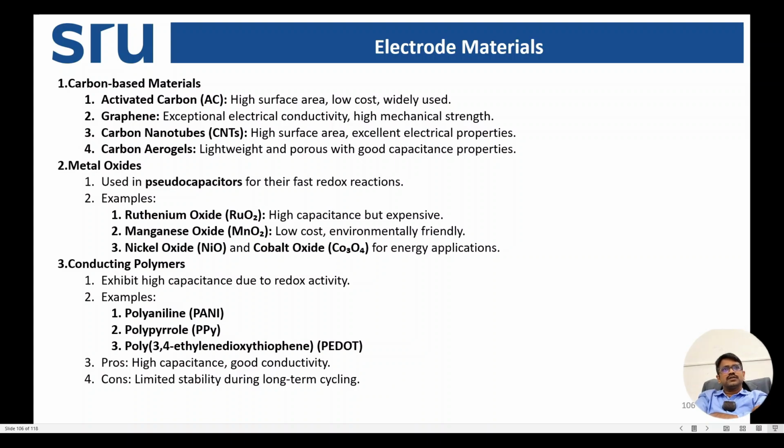We can use carbon-based materials and also metal oxides and conducting polymers, right? We can use different electrodes, and each electrode has its own advantages in preparation method or cost. So each has its own advantages and disadvantages.